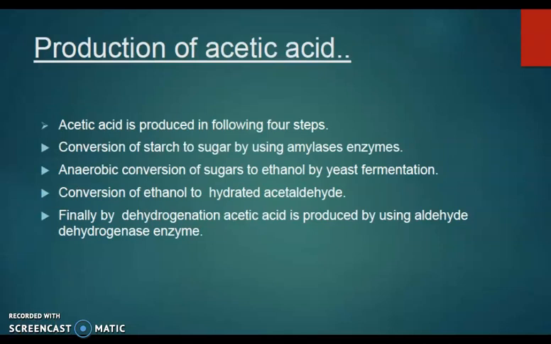Acetic acid is produced in the following four steps. First is the conversion of starch to sugar by using amylase enzymes. Then there is anaerobic conversion of sugar to ethanol by yeast fermentation. Then the conversion of ethanol to hydrated acetaldehyde. And finally, by dehydrogenation, acetic acid is produced by using aldehyde dehydrogenase enzyme.